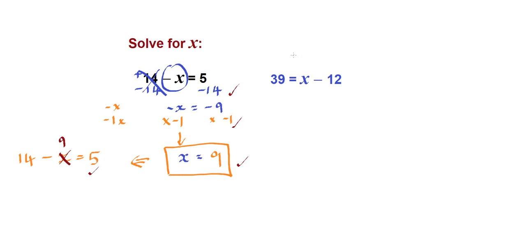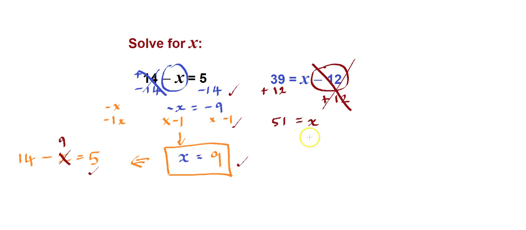Okay, so for the second one, similar process. I've got minus 12 here. Okay, so how do I cancel minus 12? Well, I add 12. Again, I've got to do it to both sides, keep the whole equation balanced. Minus 12 plus 12 takes me to 0, so it cancels out. What's left? Well, on the right hand side I have x left. This one here, 39 plus 12, what does that leave me with? It leaves me with 51.